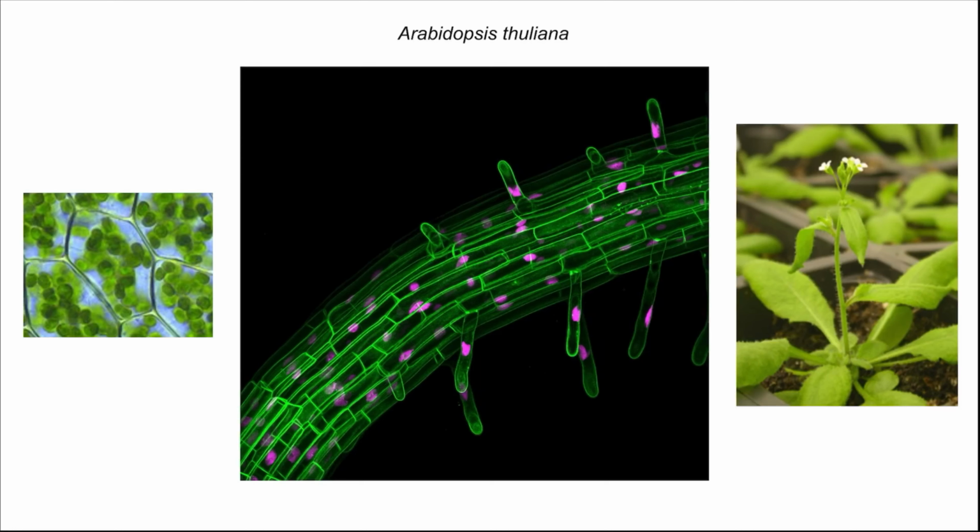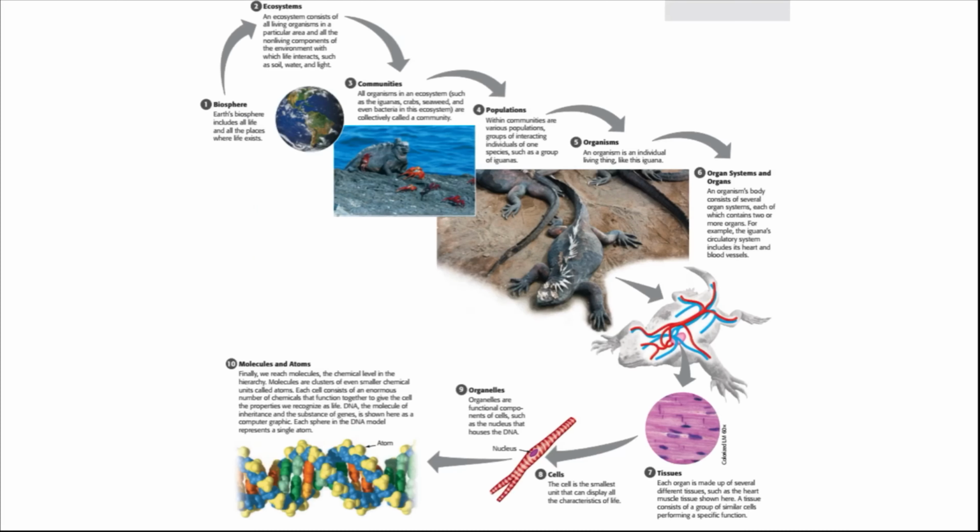Here you can see the shoot system of Arabidopsis thaliana on the far right. And that again is comprised of tissues, which are made of cells, which have organelles, which are made of molecules, which are made of atoms. This pattern of structures making larger structures, which make larger structures, continues on. Let's follow this flow chart, and we'll follow it backwards.